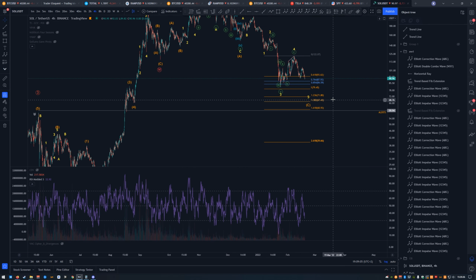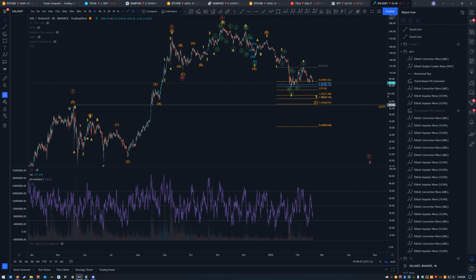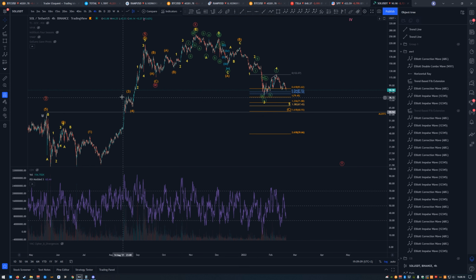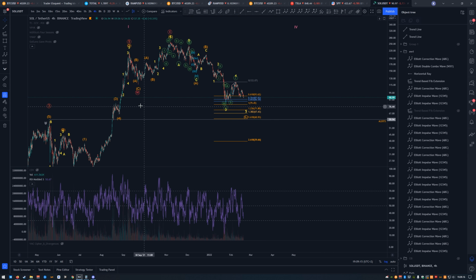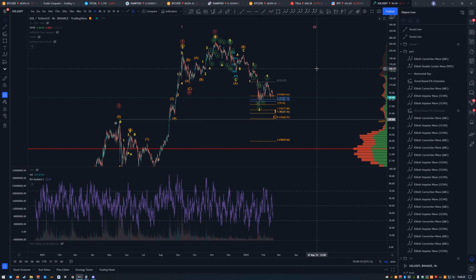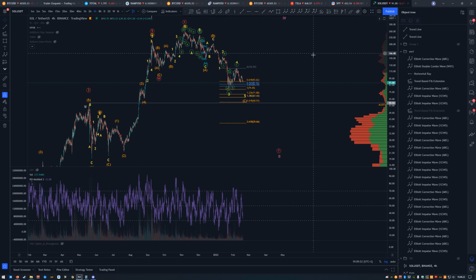So this also supports the fact that we would be correcting, well, there's some kind of support here. And let's check out the volume profile.